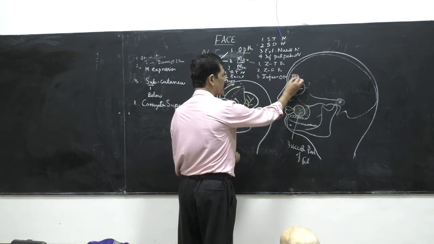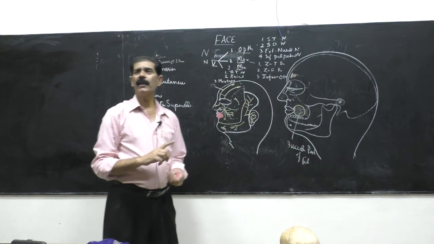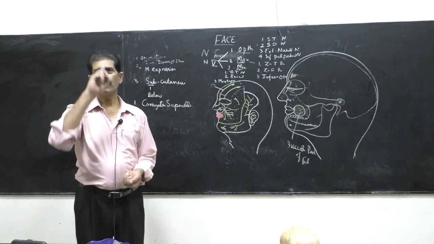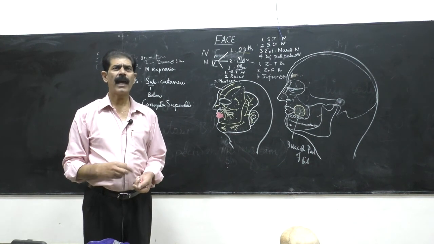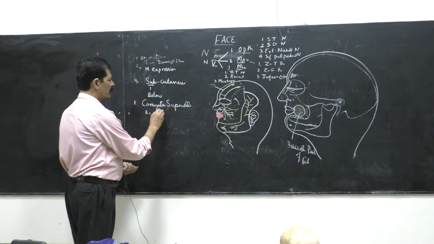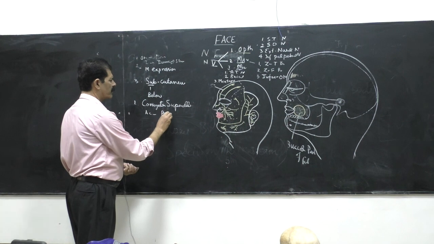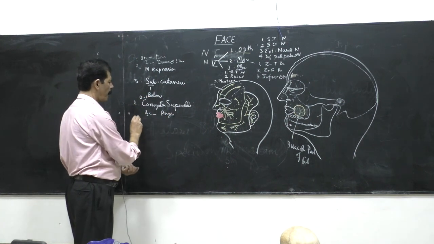And what is the action? It brings about the vertical lines on the forehead. Vertical lines mean this is the expression of anger. So the action is anger expression. So: origin, insertion, action.